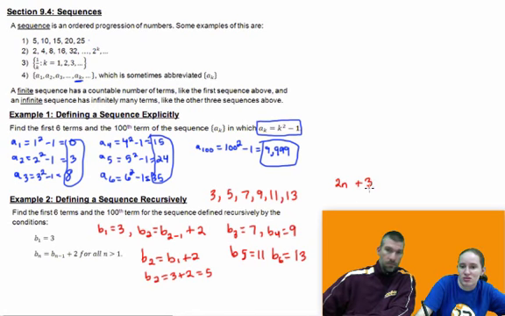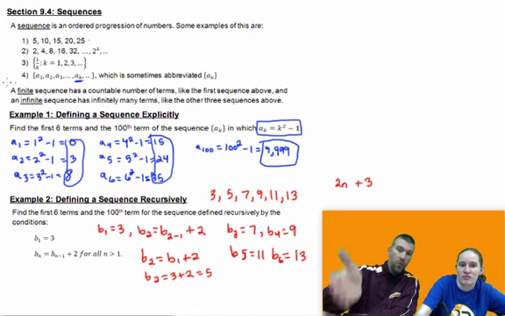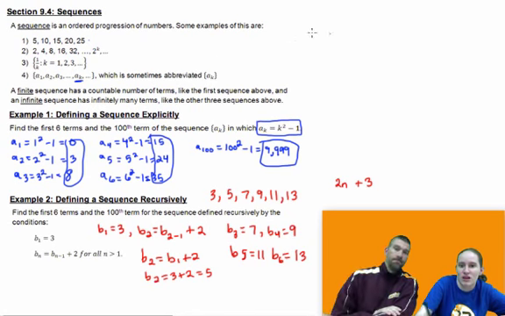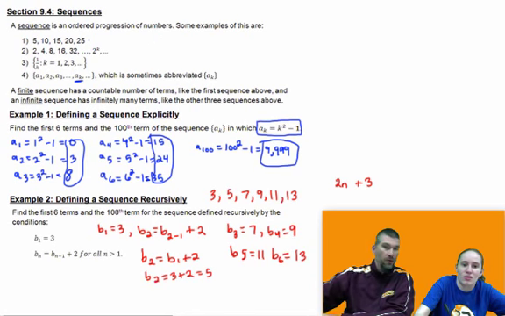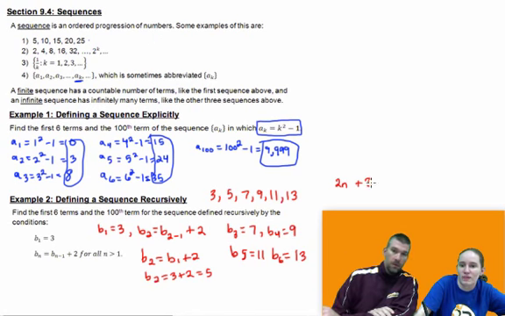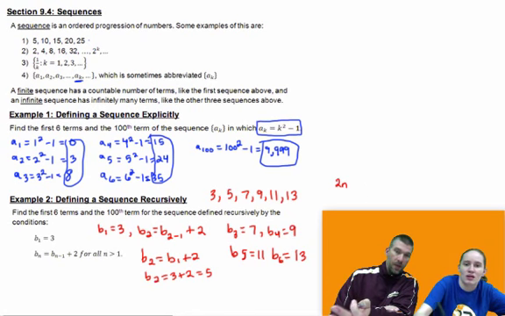So check it. If I plug in 1, do I get 3? No, I don't. Because that makes it 2 plus 3, which is 5. So what if we go 2n plus 1? Just erase the 3 and put a plus 1 there, because we were 2 over. So what if I put a 2n plus 1?